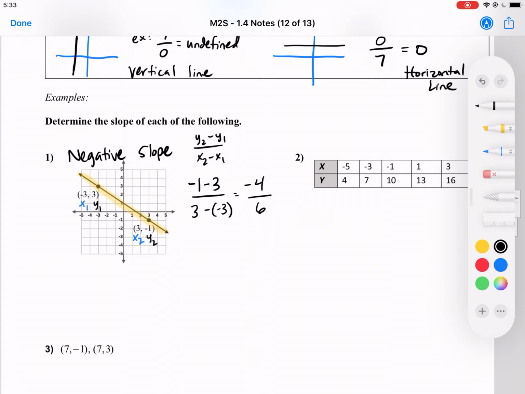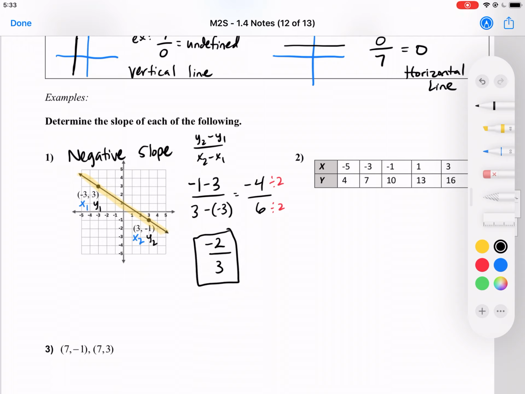And then the last thing we always do is we simplify. Both 4 and 6 can be divided by 2, so I'm going to divide both of those by 2. You end up with negative 2 over 3, and there is the slope for that one.